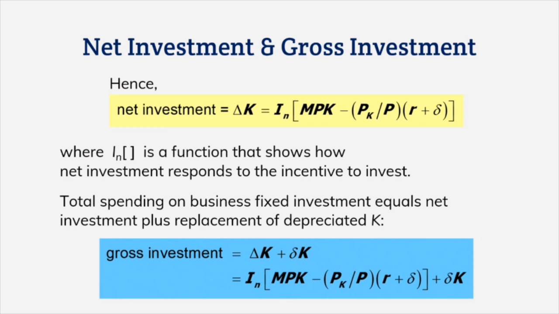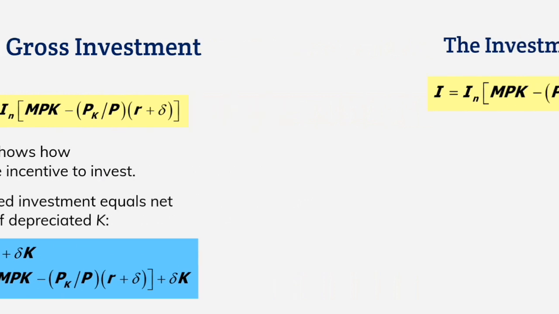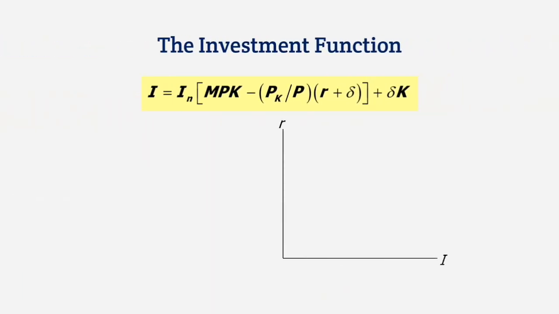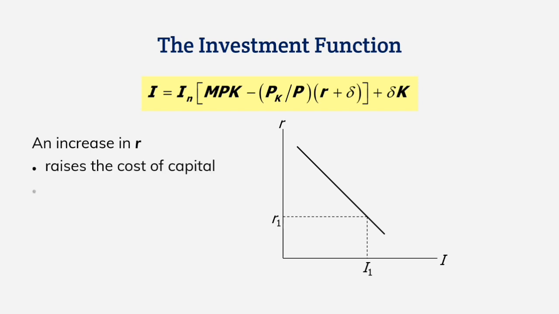If the marginal product of capital exceeds the cost of capital, firms find it profitable to add to their capital stock. If the marginal product of capital falls short of the cost of capital, they let their capital stock shrink. So from the equation above, we know that the ln in the function shows how net investment responds to the incentive to invest.